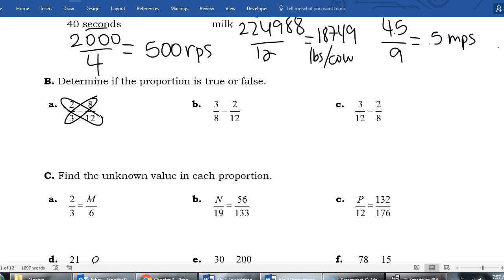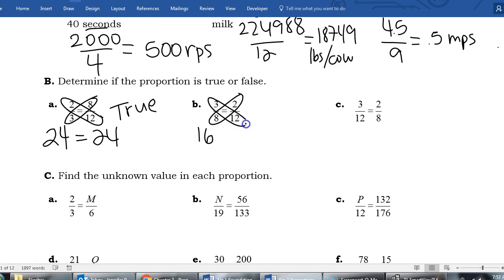So on the first diagonal I drew, 8 times 3 is 24, and on the second, 2 times 12 is 24. Those are equal, so this is true. My next one, 8 times 2 is 16. 3 times 12 is 36. Those are not equal, so this is false.